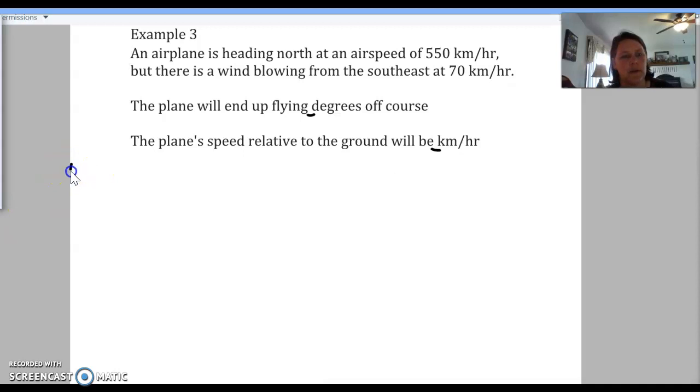I'm going to draw a couple things. So first of all, we have our airplane, and our airplane is heading due north. It's going north at 550 kilometers per hour. I can't turn my thing sideways. That didn't work. Okay. I just can't write sideways. Oh, hold on.